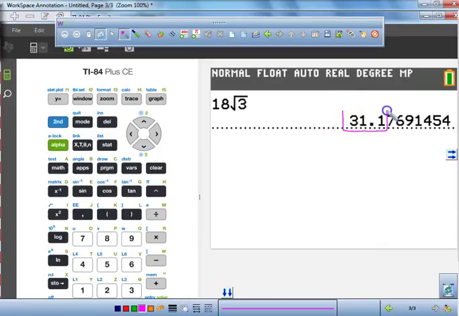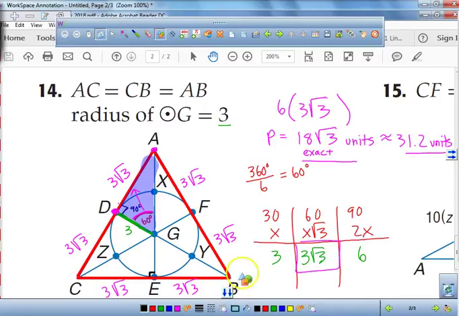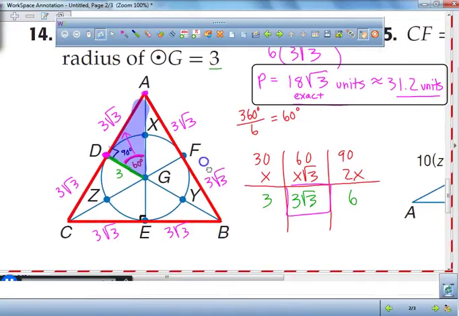This is your approximate. We're going to make that into a 2. We're going to round it up. So if your approximate value is 31.2 units, that's your approximate. That's your exact answer. What would I like to see on your paper? More than just an answer. What I'd like to see on your paper is all of the work that we did. That's what I would like to see.